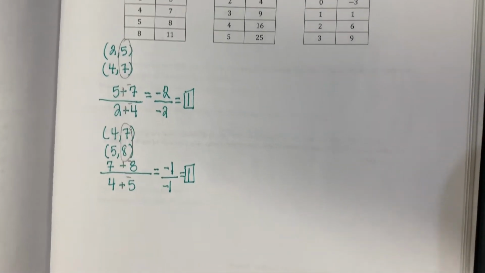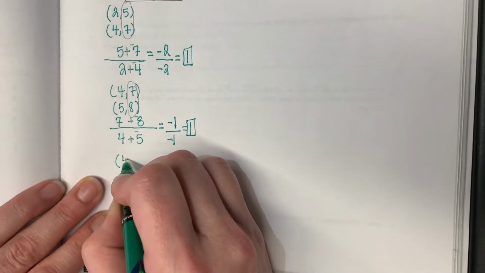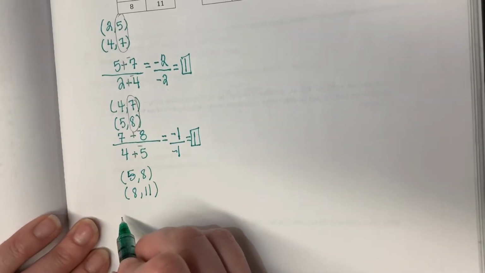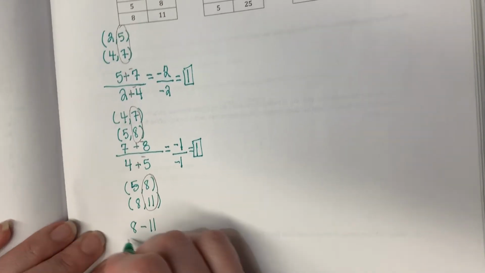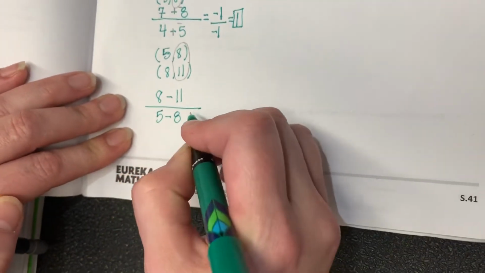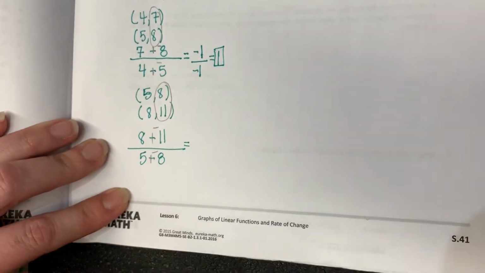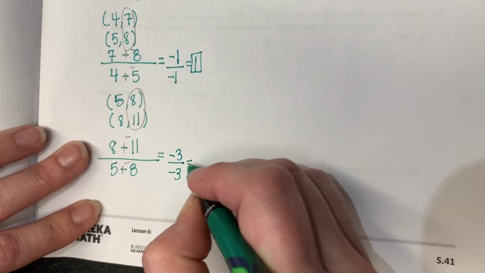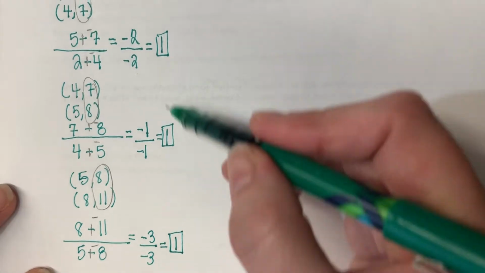Now I have to write my third pair. That's why we're going faster and not labeling it. So it's 5 and 8 and 8 and 11. So I'm going to take the second 2 numbers, 8 minus 11, and then on the bottom I take the difference of the first 2 numbers, 5 minus 8. Subtraction is dead, so I have to add the opposite. And so I get negative 3 over negative 3. What's negative 3 divided by negative 3? 1.